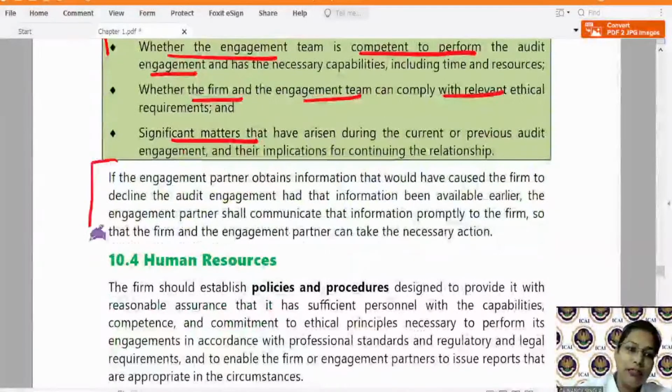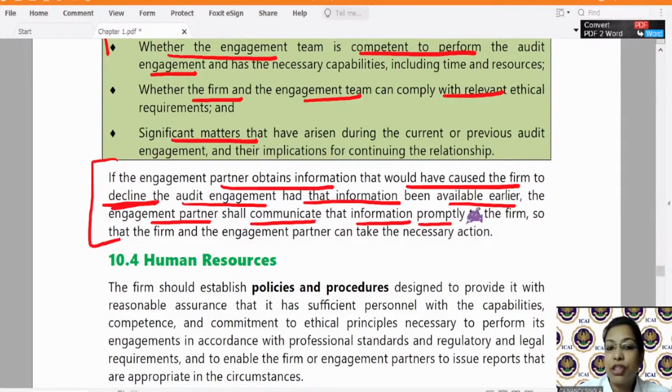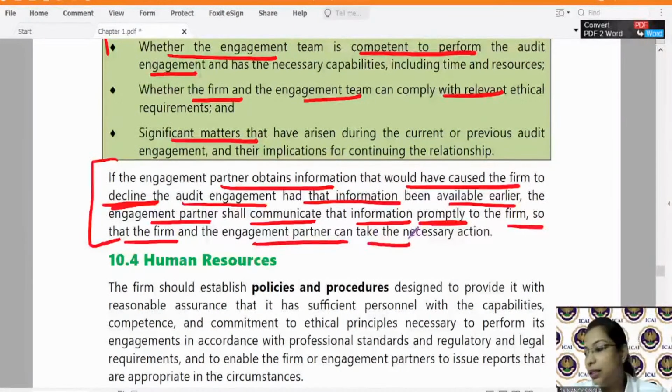And it says that if the engagement partner obtains information that would have caused the firm to decline, matlab not to accept the audit engagement, had that information been available earlier, the engagement partner shall communicate that information promptly, quickly, to the firm, so that the firm and the engagement partner can take the necessary actions. Yes, Sudhanshu, we will do this topic today. Hana? So your doubt will be cleared later on.